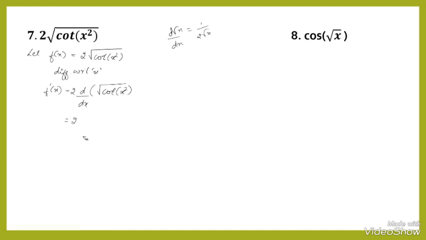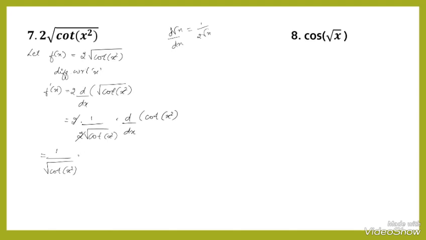So in place of x, we write cot of x square. But we have the formula 1 by 2 root x, and here cot of x square is there. That's why I will take again differentiation of cot of x square. Now, here this 2 gets cancelled. We have 1 divided by root of cot x square.